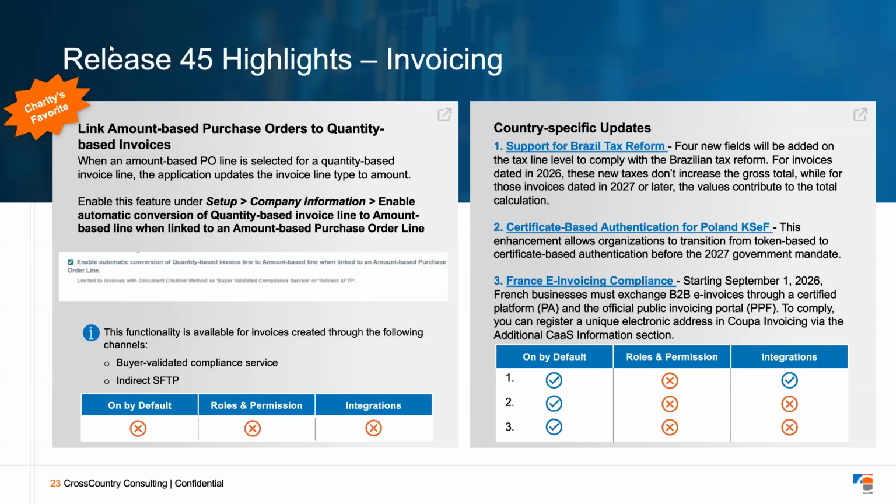Okay, so I have many favorites in here. The next would be the ability to link amount-based purchase orders to quantity-based invoices. Now, I will say that historically, the mismatch would force a manual cleanup. Now you're able to associate an amount-based PO with a quantity-based line, and AP is able to control this and allow for matching, which reduces some of the rework for AP.